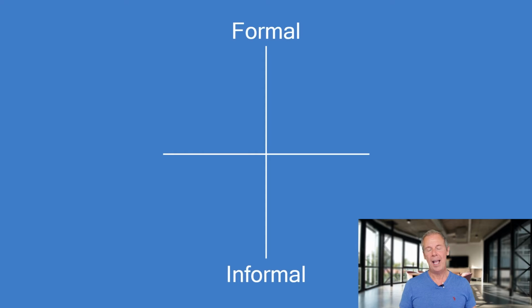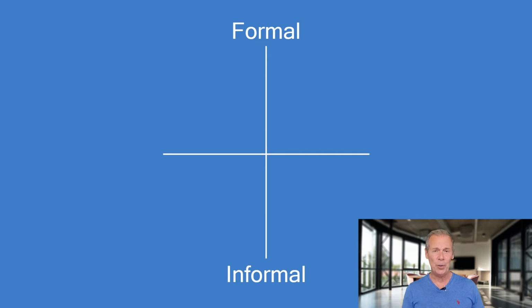Take a piece of paper and draw two lines, one vertical and one horizontal. And that creates essentially 4 quadrants. At the top, put the word formal. At the bottom, put the word informal. And essentially what you're going to do is you're going to circle either one of those. You can't put anything in between. You just circle one or the other.